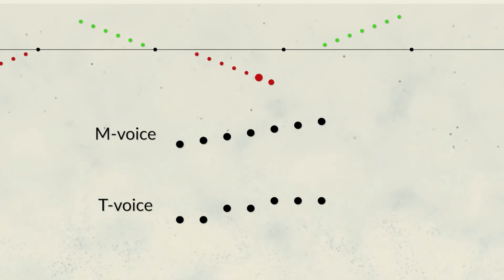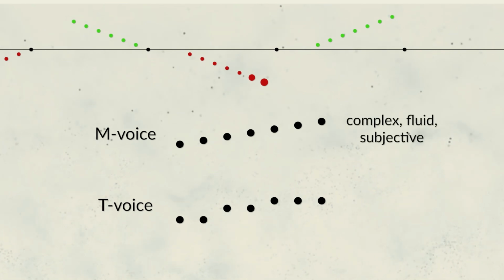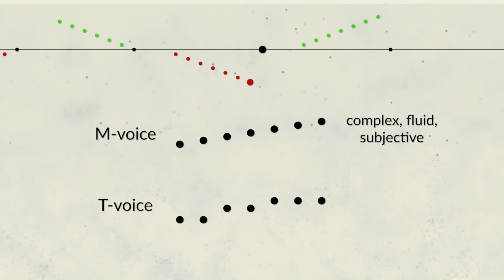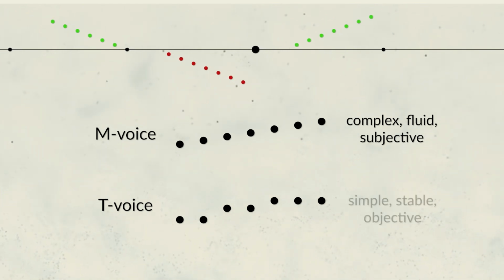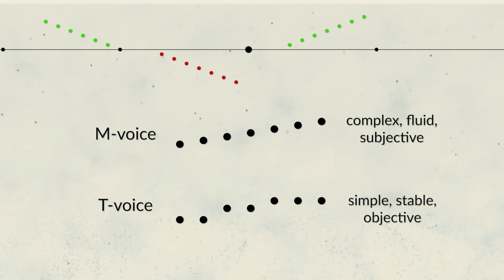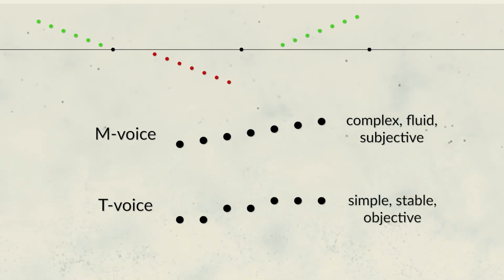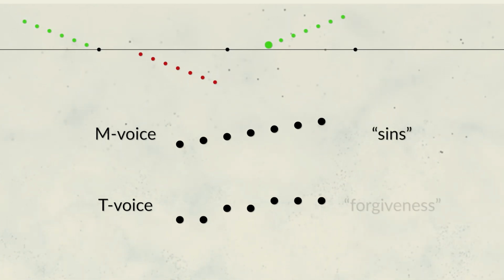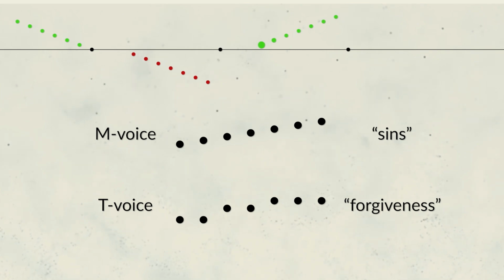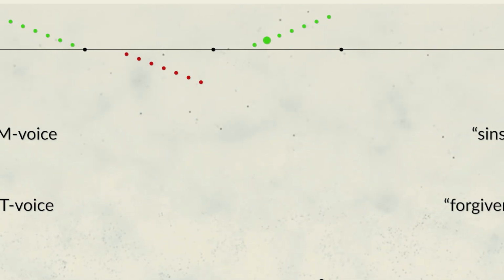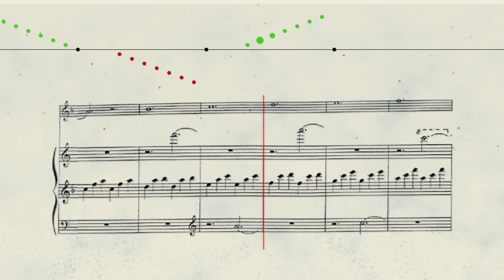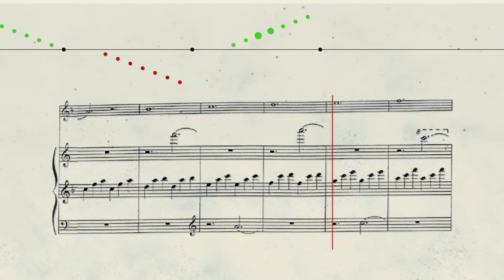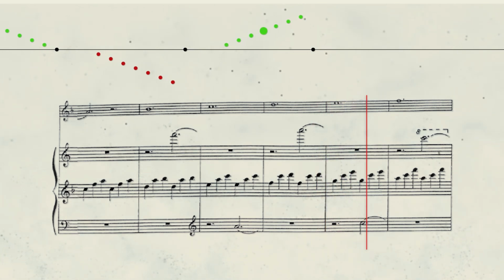In a general sense, the melodic voice is one that is more complex, fluid, and subjective. The tintinnabuli voice is simple, stable, and objective. Pärt even refers to the former as one's sins, and the latter as forgiveness. This kind of duality is further captured in Spiegel as a kind of reflection, both in the physical and metaphysical sense.